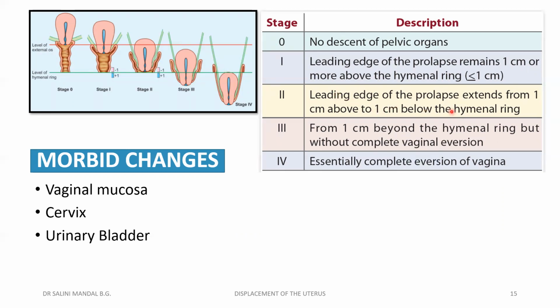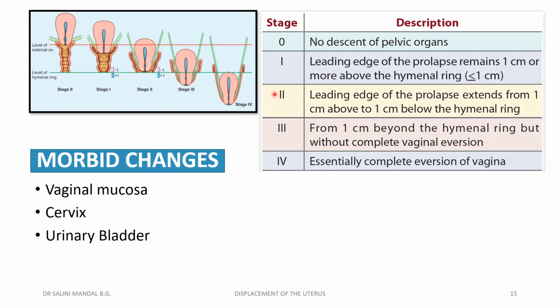Leading edge of the prolapse extends from 1 centimeter above to 1 centimeter below the hymenal ring. Third one, from 1 centimeter beyond the ring, but without complete vaginal eversion. Vaginal eversion has not occurred completely over here. And lastly, essentially complete eversion of the vagina. So this is basically the pelvic organ prolapse quantitative scoring.